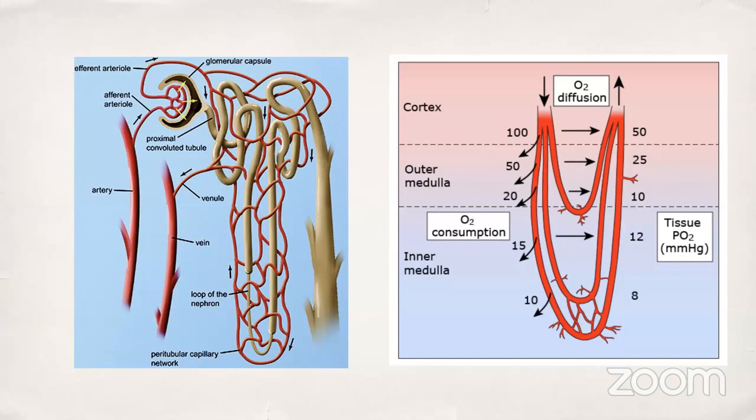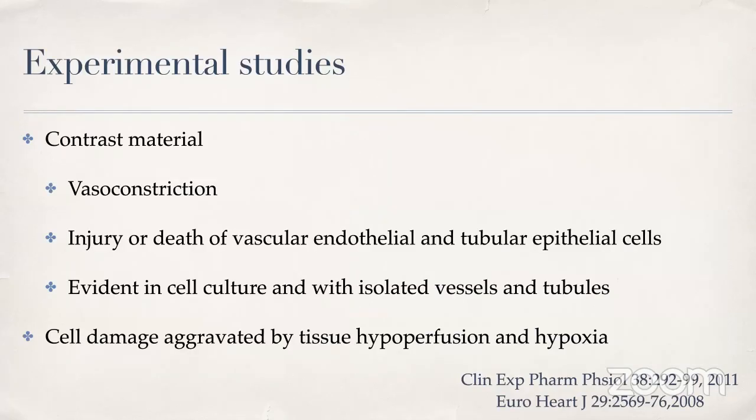As a consequence of that, in the inner medulla, the tissue PO2 on a good day with everything being normal is only around 8 to 10. So it doesn't take much of a perturbation in oxygen supply for this area that's already on the edge of hypoxia to get into trouble. So what we've got in terms of our hypothesis about acute kidney injury occurring in response to contrast is vasoconstriction may play a big role, and a direct toxicity of the contrast medium to both vascular endothelial and tubular epithelial cells.